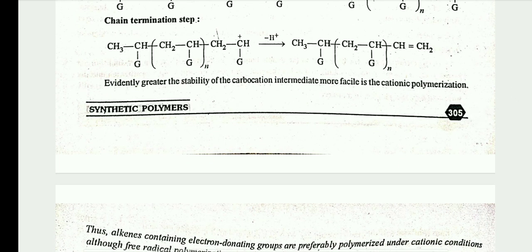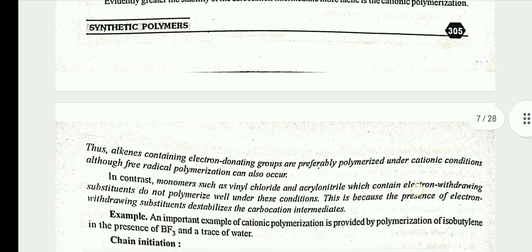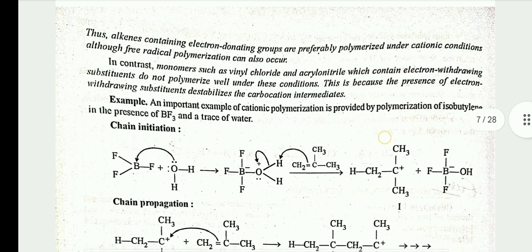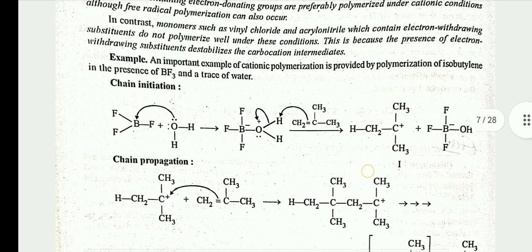Evidently, the greater the stability of the carbocation intermediate, the more facile is the cationic polymerization. Thus, alkenes containing electron donating groups are preferably polymerized under cationic conditions, although free radical polymerization can also occur. In contrast, monomers such as vinyl chloride and acrylonitrile, which contain electron withdrawing substituents, do not polymerize well under these conditions. This is because the presence of electron withdrawing substituents destabilizes the carbocation intermediates.